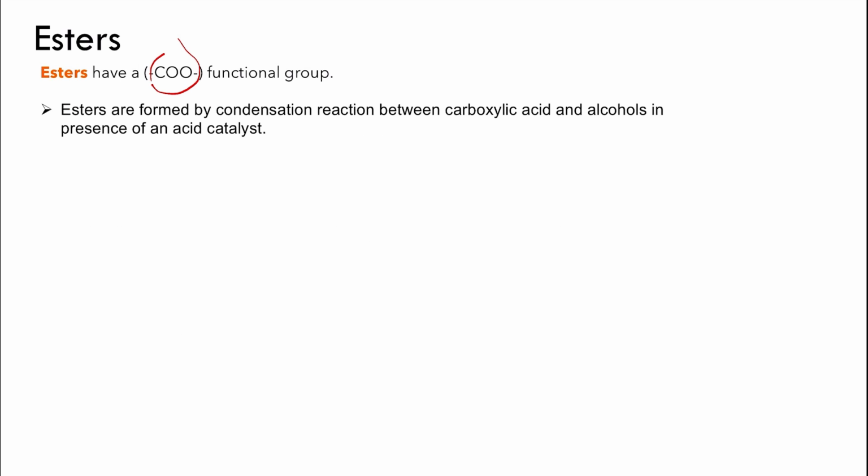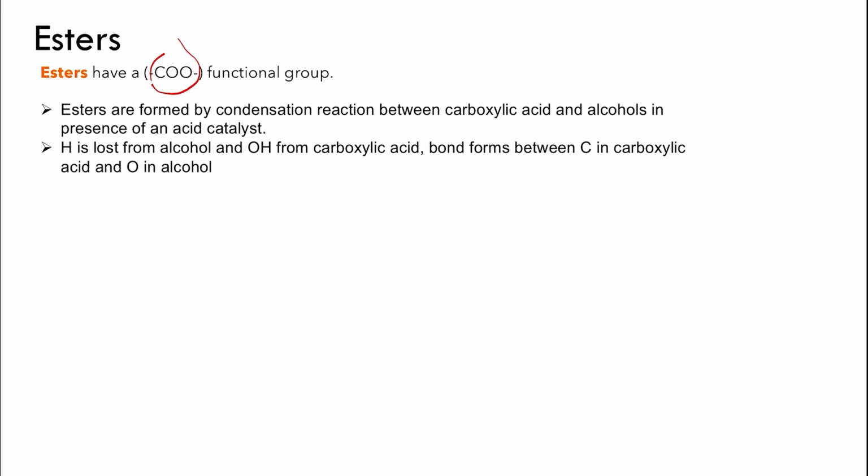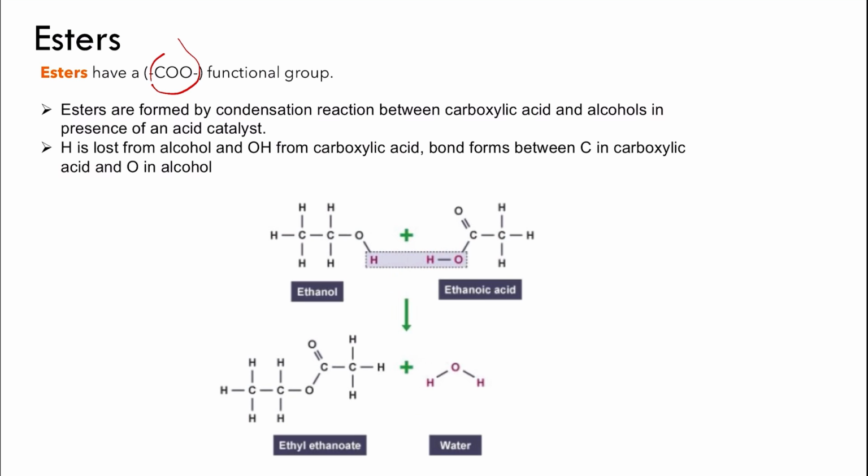The final homology series is the esters, and esters will have the functional group COO. Esters are formed by a type of reaction called condensation reaction between alcohol and carboxylic acid. And condensation reactions are reactions where a water molecule is removed, and as the water molecule is removed, the OH will be removed from the carboxylic acid, and the hydrogen will be removed from the alcohol.